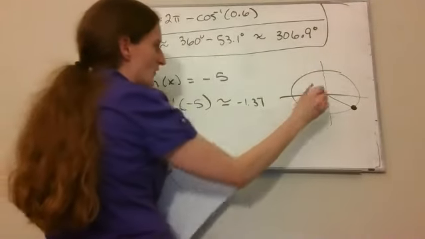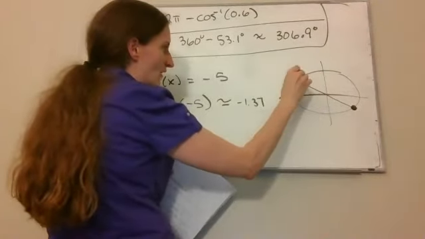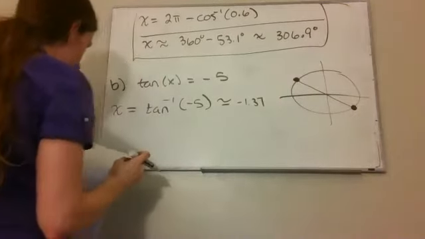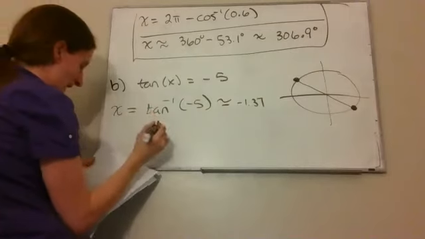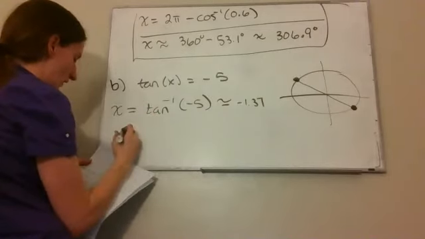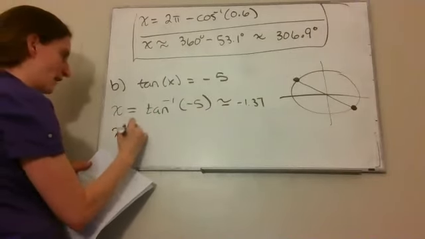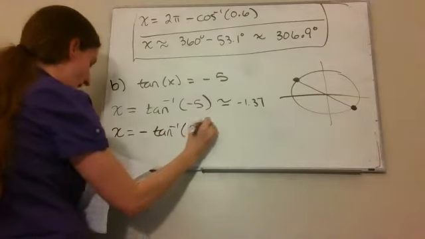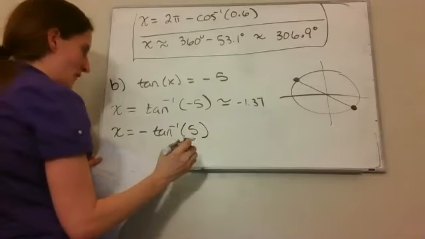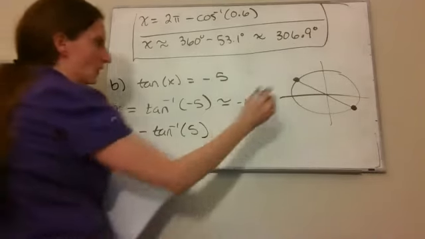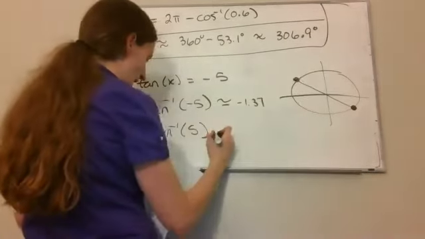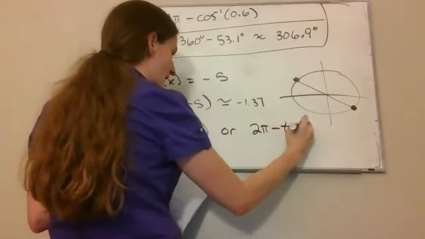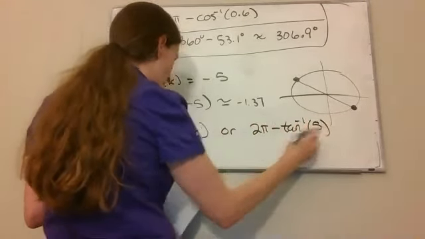Now, the tangent value is going to be equal over here on this other side as well. Now, my tangent is an odd function. So I know x is equal to negative tangent inverse of 5. And that would get me one of my values. It would get me this guy over here. And the other one would be 2 pi minus tangent inverse of 5.